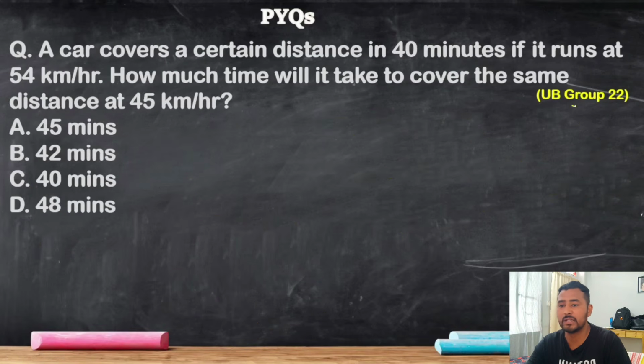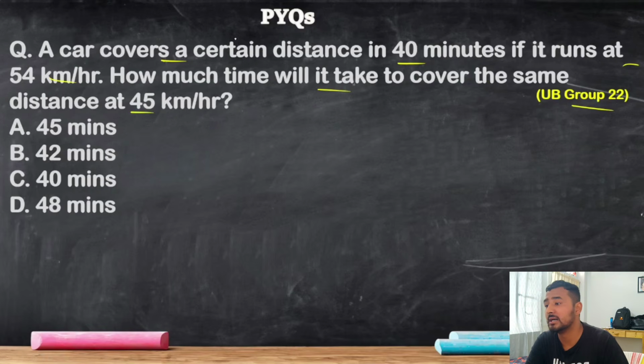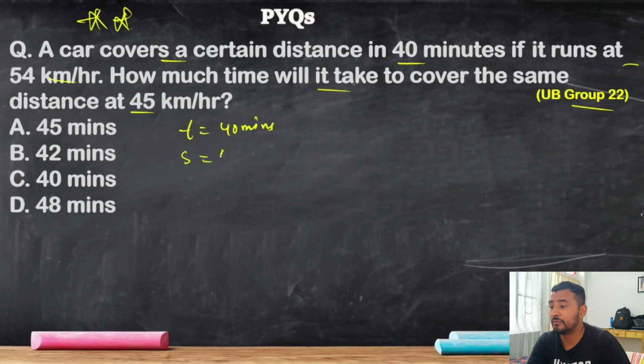Let's see one more, that is CB group 22. A car covers a certain distance in 40 minutes. If it runs at 54 km per hour, how much time will it take to cover the same distance at 45 km per hour? This has come in group 22, okay? So mark it as important. A car covers a certain distance in 40 minutes. So first time given is 40 minutes. If it runs at a speed of 54 km per hour, from this you can find the distance, right?